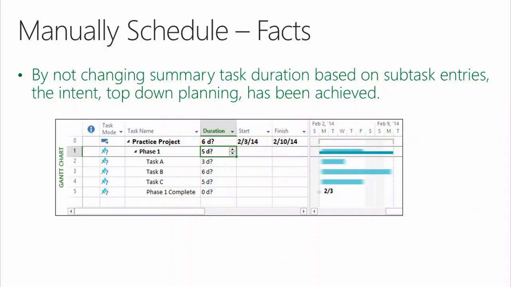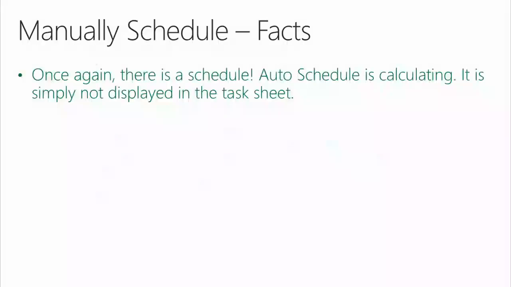But then to really prove out this concept, when you come in and start hammering in duration values at the subtask level, you notice that the summary task doesn't change. Top-down planning. So there you go. Let's keep going. Here's some facts. Once again, okay, some more facts. There is a schedule. Auto-schedule is calculating. It's simply not displayed in the task sheet.